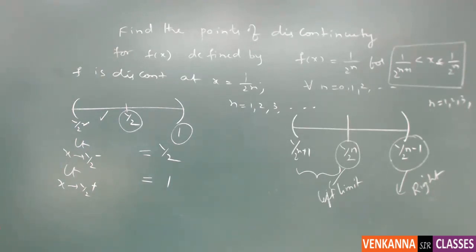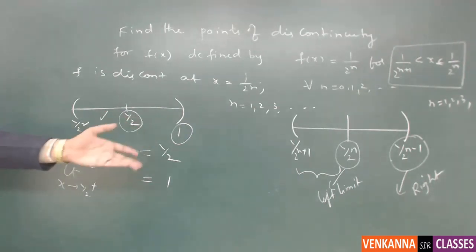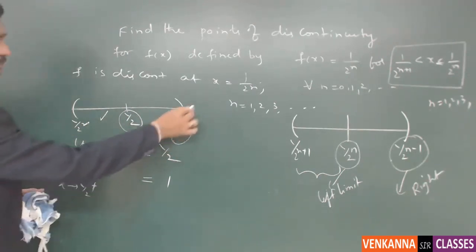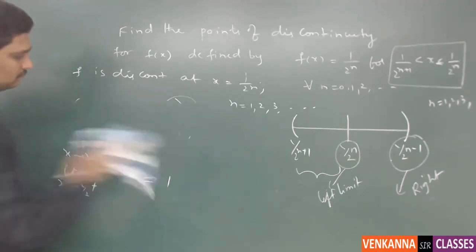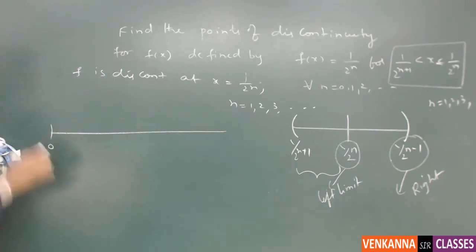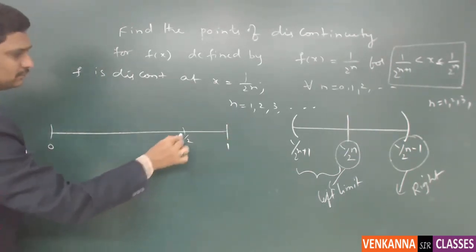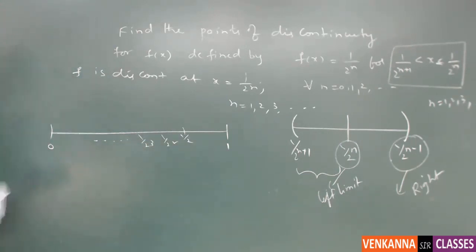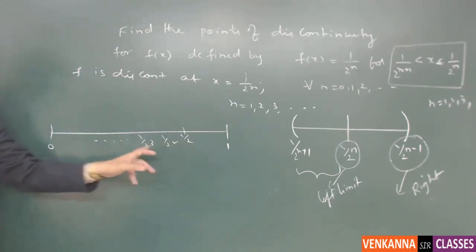Because if you take n is equal to 0, you are going to check the discontinuity at the point 1, which we don't discuss. Because you are just going to calculate only one thing, the bound existed like this. So 1 by 2 square, 1 by 2 cube, and so on. You are checking the points of discontinuity like this.